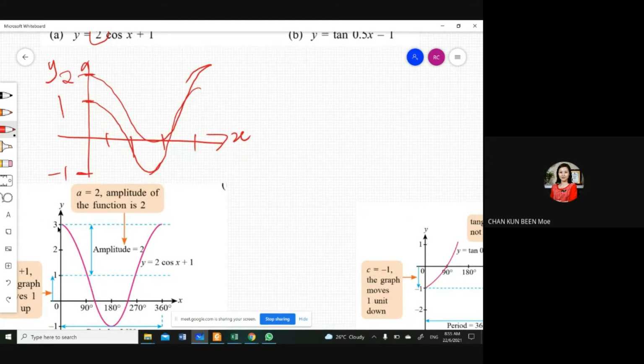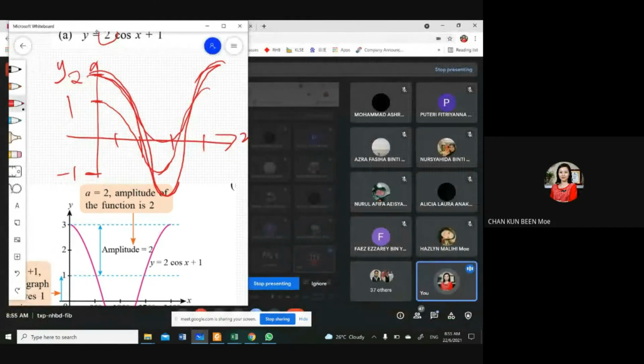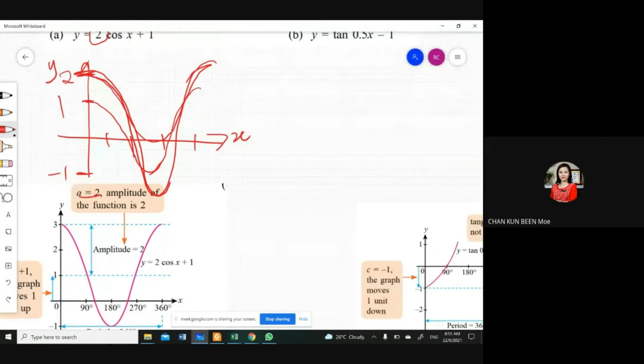Okay? So just now, oh, my graph is not correct. It should be 2 and negative 2. Sorry, huh? Because there is a 2 here, so it should be 2 and negative 2 here.